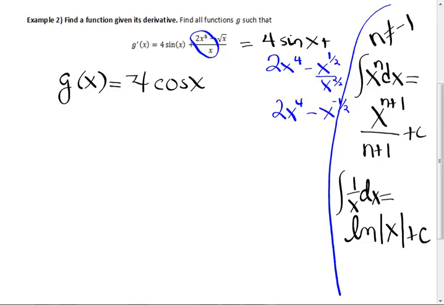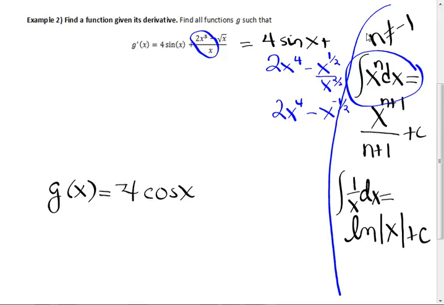All you have here is power rule. That's it. We're not doing U substitutions. So I'm going to move this down. Hang on. And turn this up a little bit.